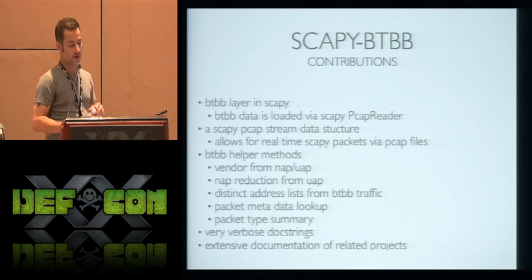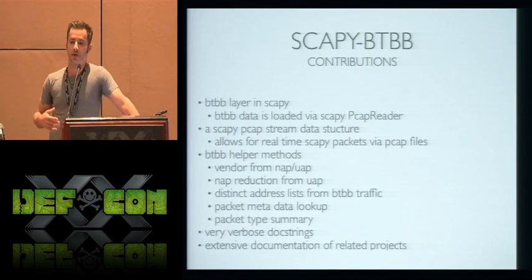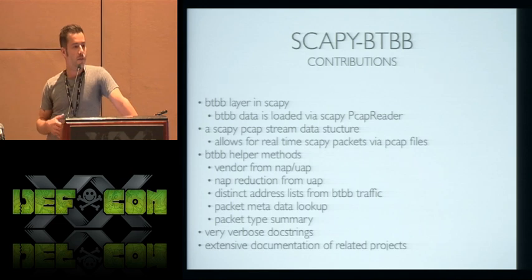So the first thing I did, a lot of times when we're going through this data, we want to see all the unique Bluetooth addresses we saw within a data set, right? So I have helper methods in there that will give me a unique list of all Bluetooth addresses found within this traffic that I'm viewing. Same thing for data types too, right?